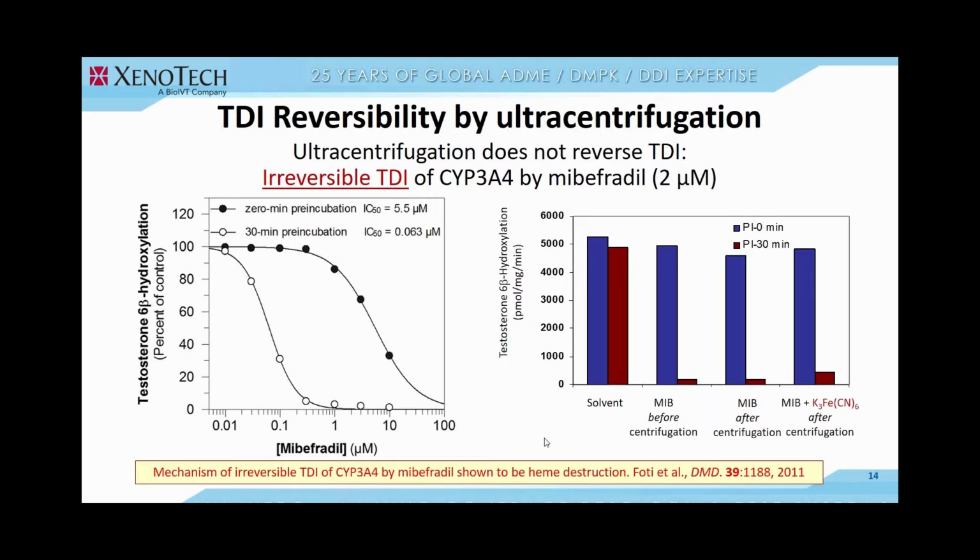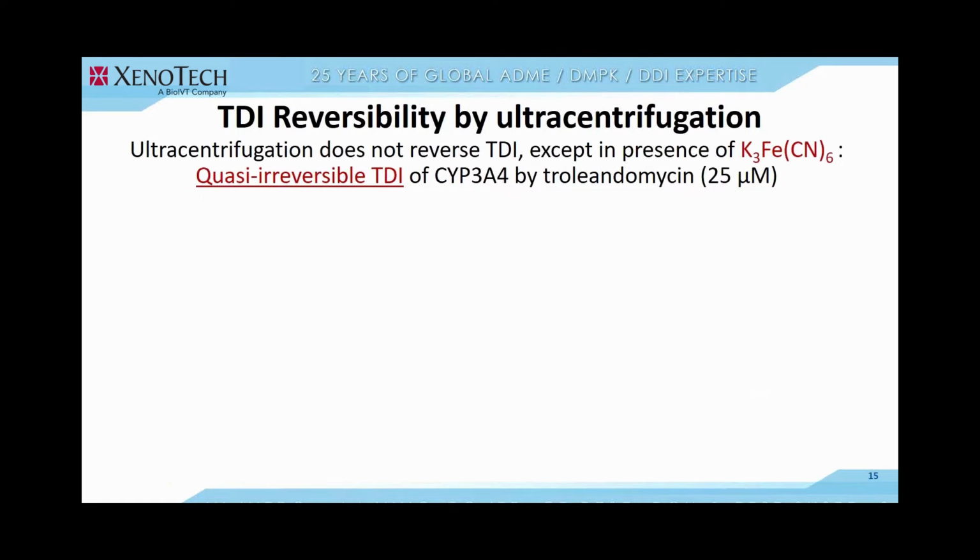So therefore, we can conclude that this is, in fact, an irreversible time-dependent or metabolism-dependent inhibitor of CYP3A4. So when we have ultracentrifugation that does not reverse time-dependent inhibition except in the presence of potassium ferrocyanide, we would have quasi-irreversible time-dependent inhibition. And I'll show you the example of troleandomycin at 25 micromolar.